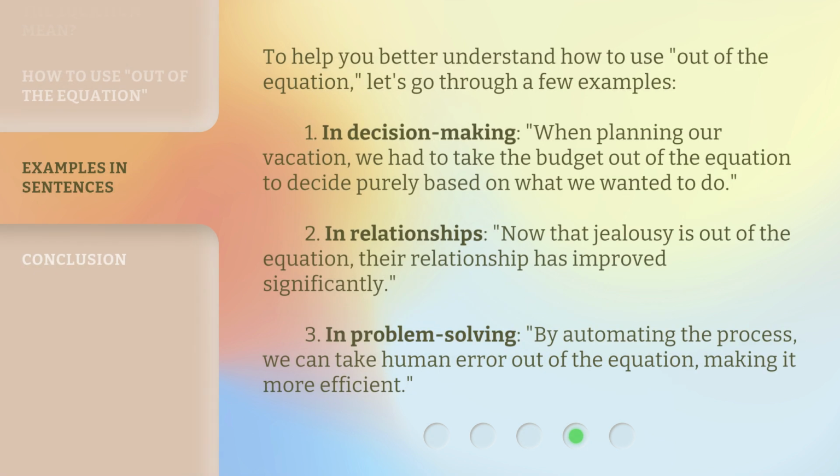To help you better understand how to use out of the equation, let's go through a few examples. 1. In decision-making. When planning our vacation, we had to take the budget out of the equation to decide purely based on what we wanted to do. 2. In relationships. Now that jealousy is out of the equation, their relationship has improved significantly. 3. In problem-solving. By automating the process, we can take human error out of the equation, making it more efficient.